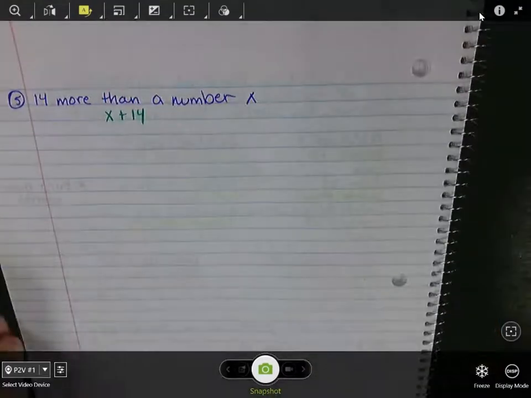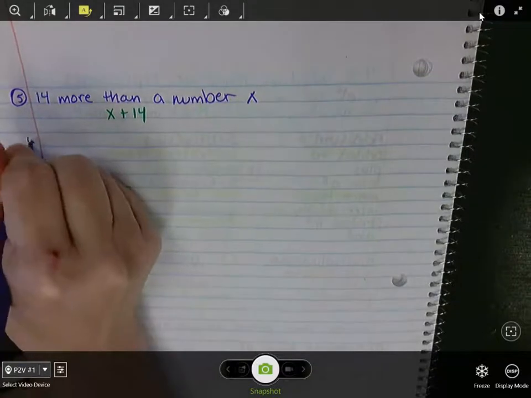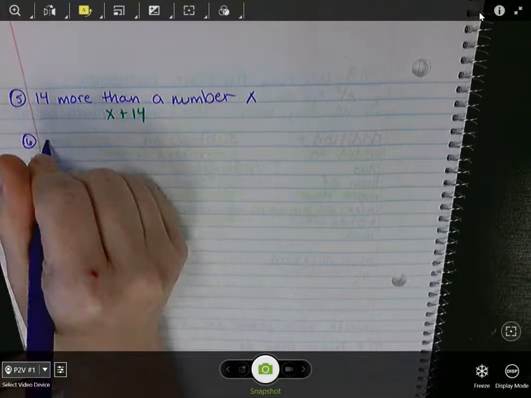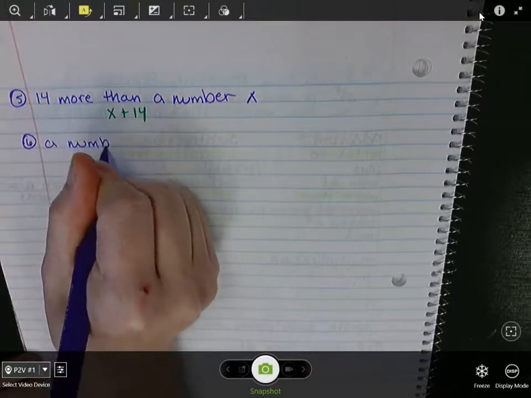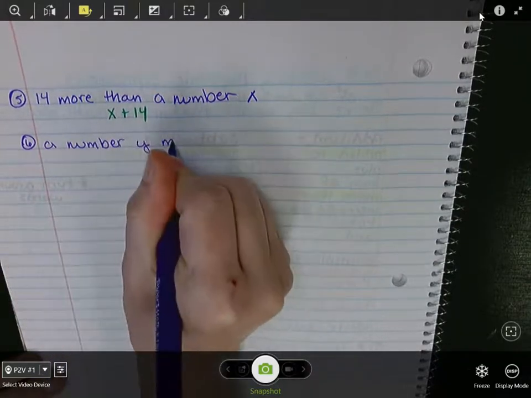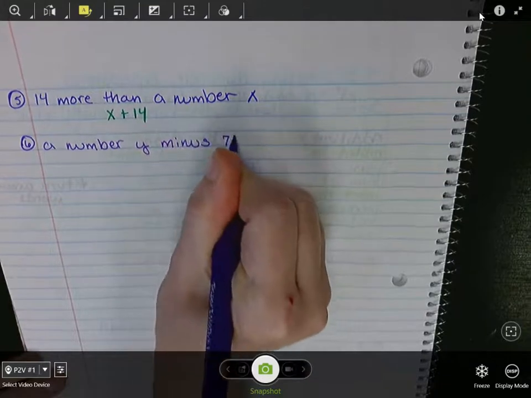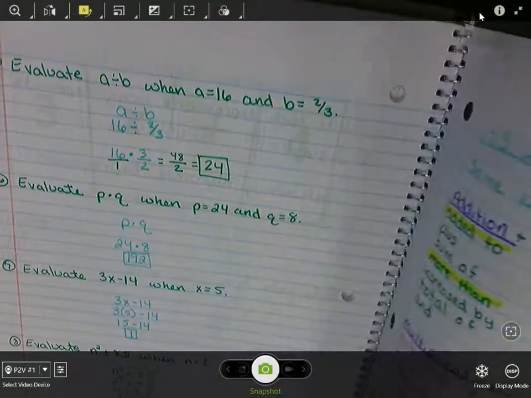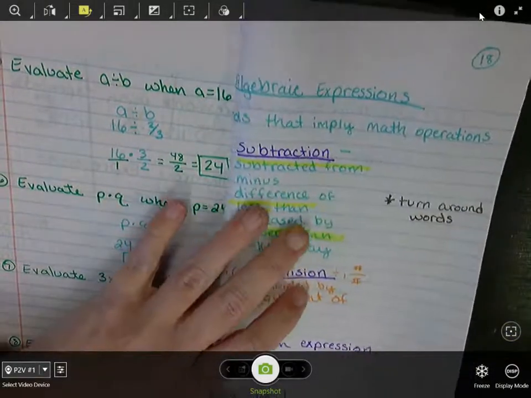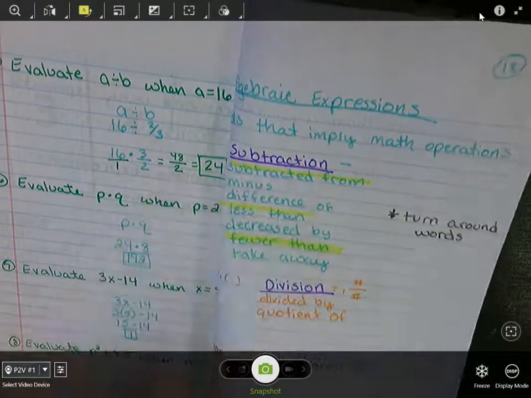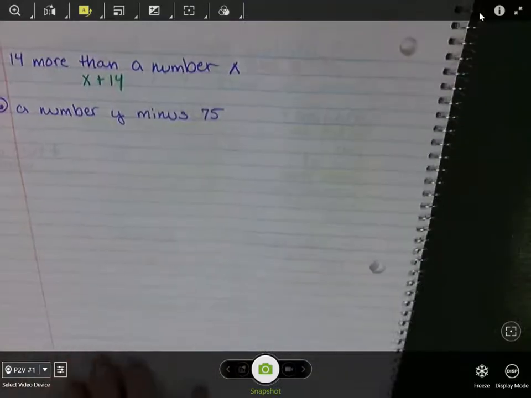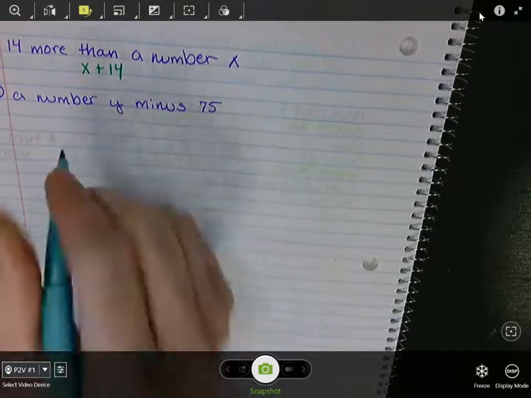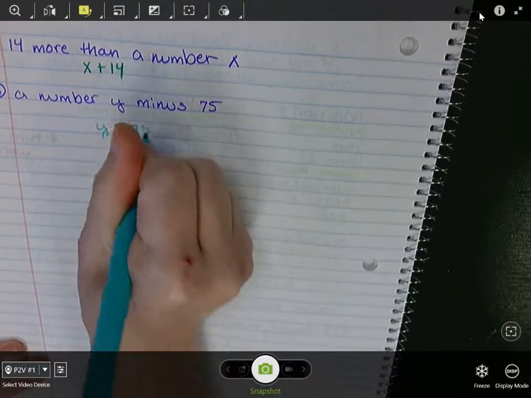All right, number 6. A number y minus 75. Okay, so let's go back and look for the word minus. Okay, I see it right here under subtraction, and it's not highlighted, so that means I can keep it just like it's written. So I can do y minus 75.